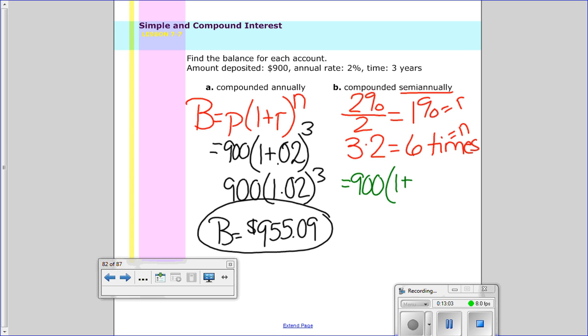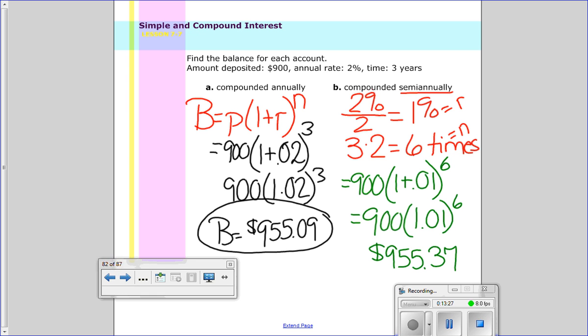Here, my interest rate is 1%, but to a decimal, that's 100th, and it's to the 6th power. 900 times 1 and 100ths to the 6th power. Well, I go ahead and plug that into my calculator and times it by 900 right away. And I get the money in my account is $955.37. So you can see how, well, even though we had the same idea, how it makes a difference if you compound it annually or if it's done 2 times a year in comparison. They made a little bit more money doing semi-annually.